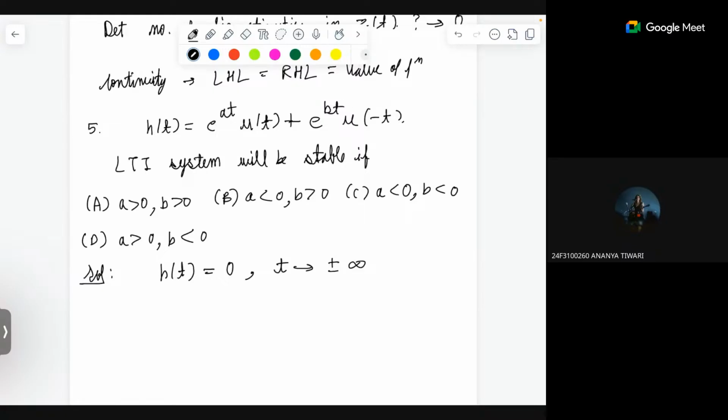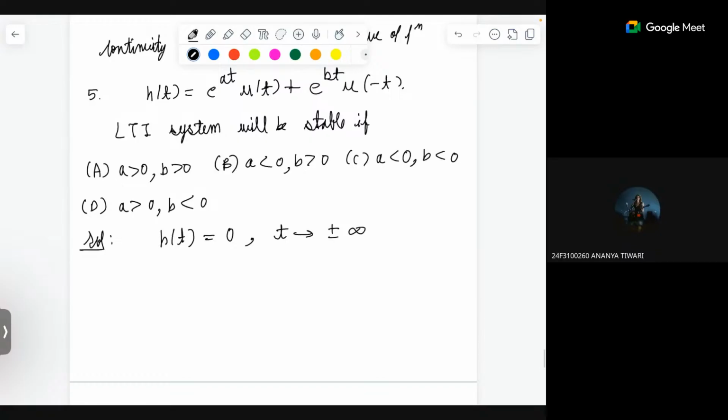You want to take more time or should I solve? You can solve, ma'am. I think it should be A less than 0 and B less than 0. A less than 0 is correct, but B should be greater than 0.